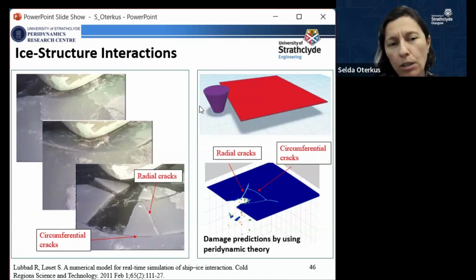In this case, we ignore the damage in the structure, but that can also be implemented. So when they hit each other, both the ice and the structure can get damaged if you want to have further study.